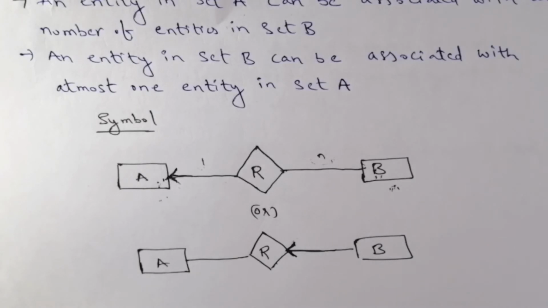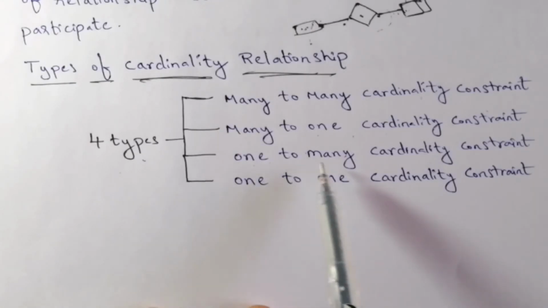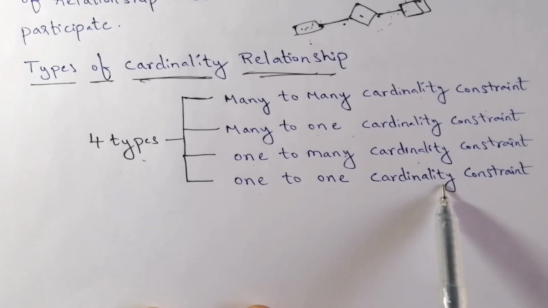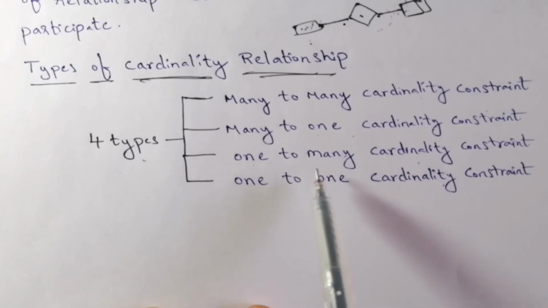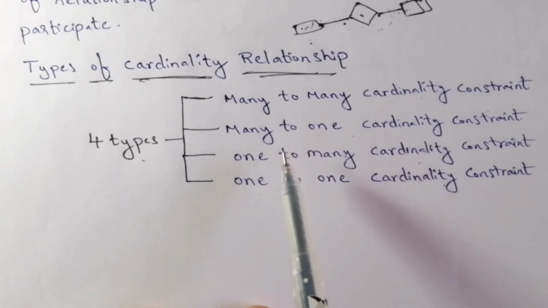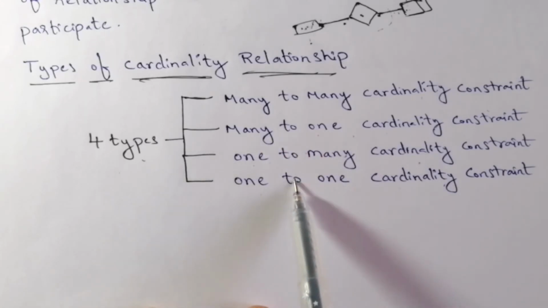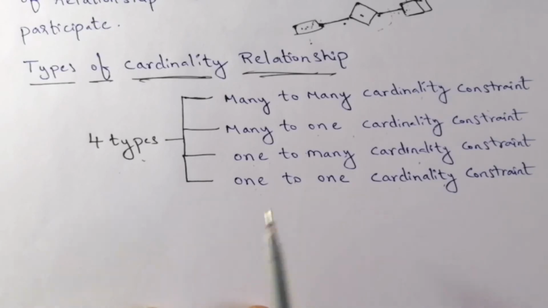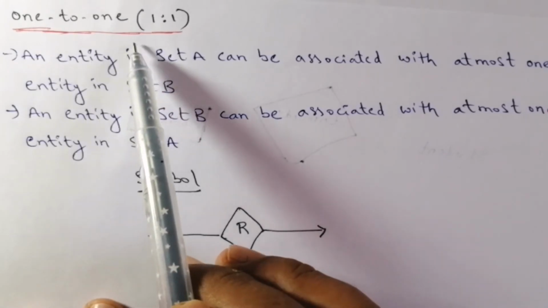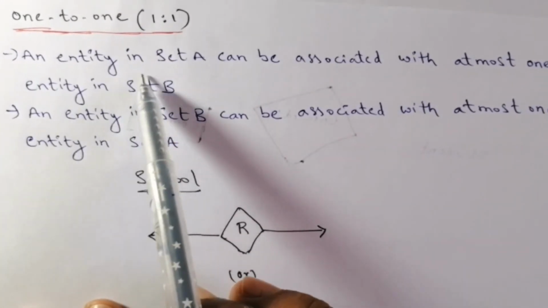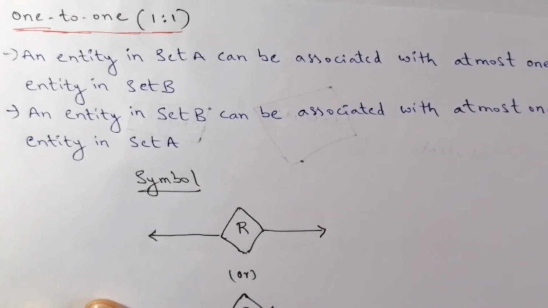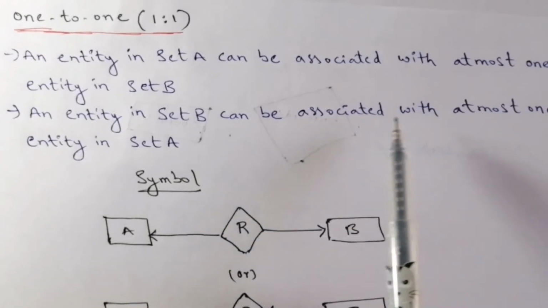We have studied the one to many cardinality, and next we are going to study the one to one cardinality. It's the most interesting. Wherever we have the one, we have the relationship constraints there. The key constraints are playing a role, right? So next, let's study the one to one cardinality constraint. In one to one cardinality, an entity in set A can be associated with at most one entity in set B, and an entity in set B can be associated with at most one entity in set A.